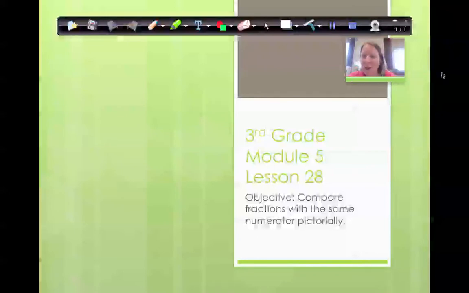Hello, today we're going to do Module 5, Lesson 28. Our objective is that we're going to compare fractions with the same numerator pictorially. Okay? Now the numerator is a fancy word. We haven't covered this, so let's talk about numerator.